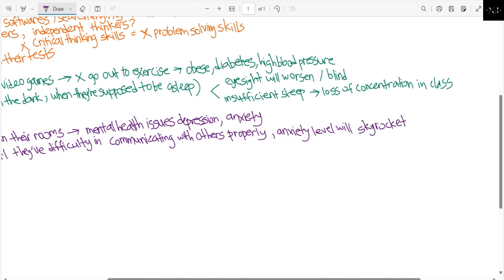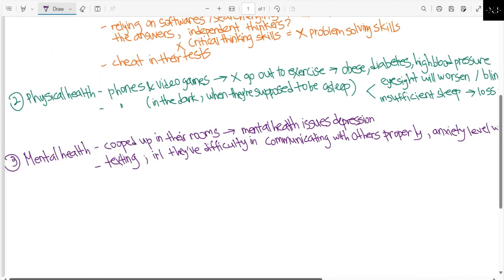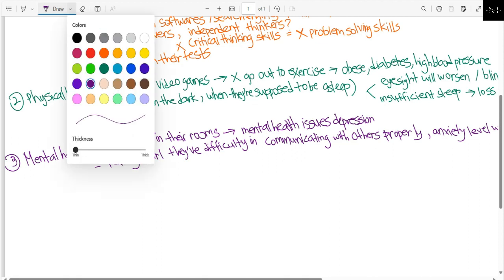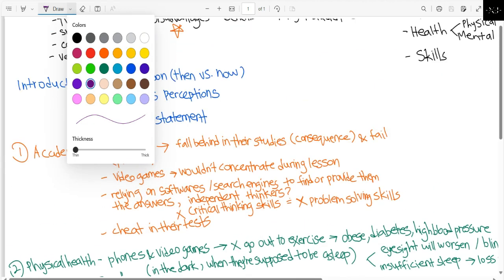Also, staying cooped up in the room is not a good thing. Oh my god, I'm erasing my word, properly. It does not look nice, but it's okay. When it comes to the topic of mental health, make sure you always tread on it carefully. If you're not really confident talking about it, do not talk about it. It's okay.